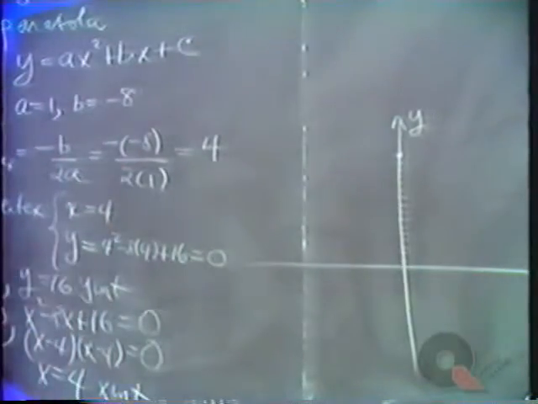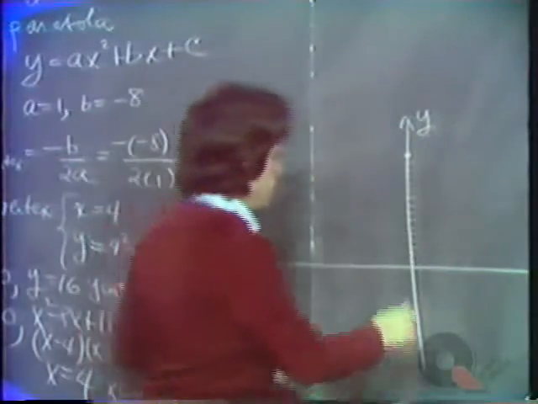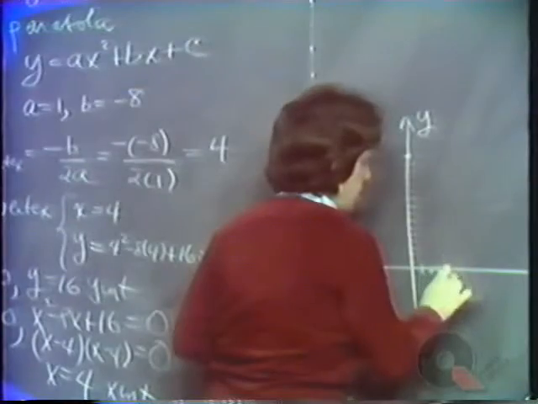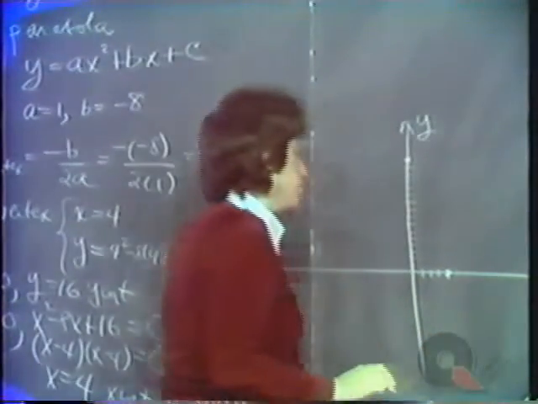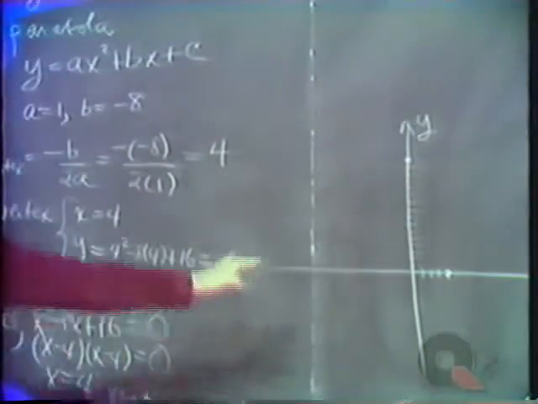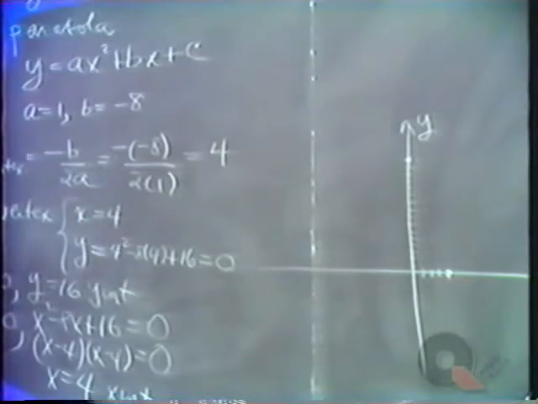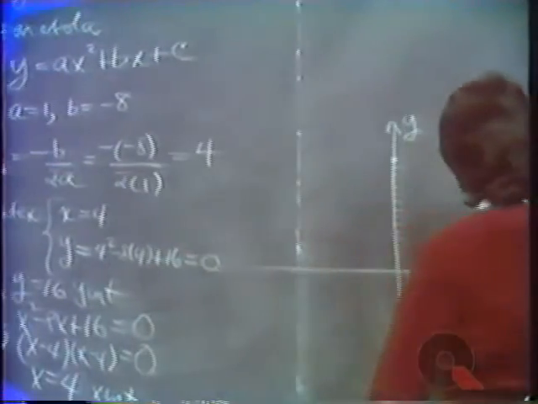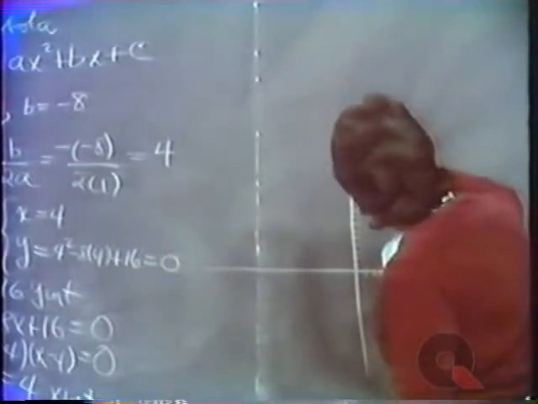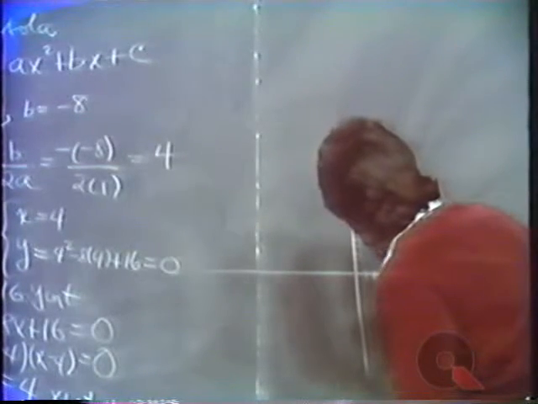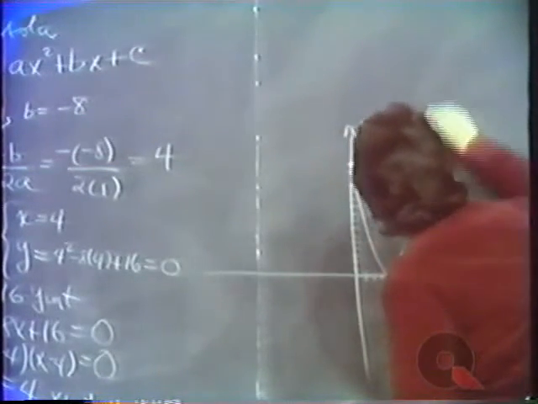When x equals 4, y equals 0. That is the x-intercept. And furthermore, this, 4, 0, is also the vertex or the turning point of the parabola. And it looks something like so. Comes down here and continues up.